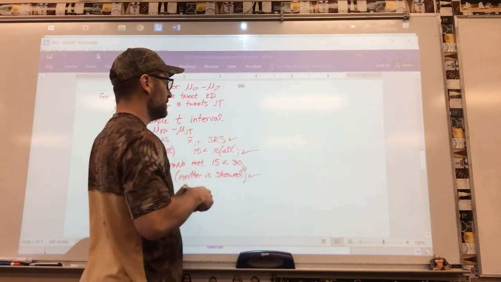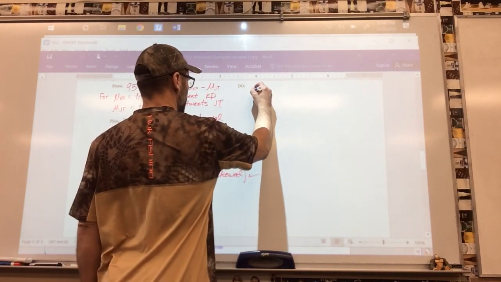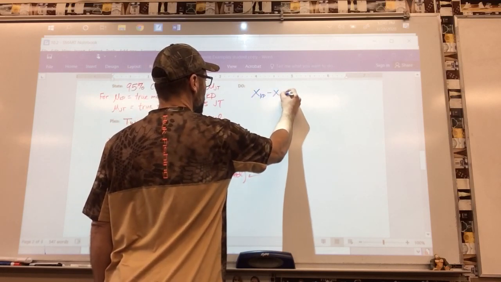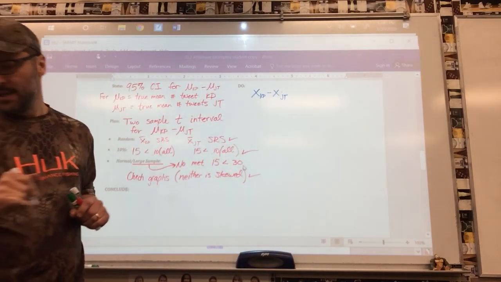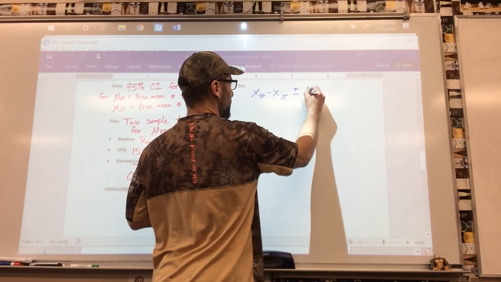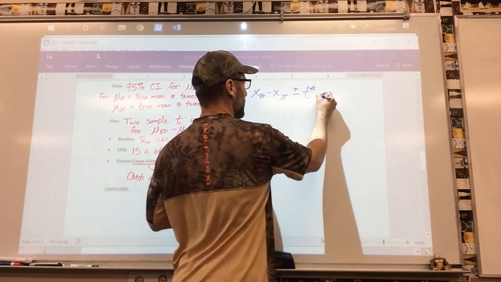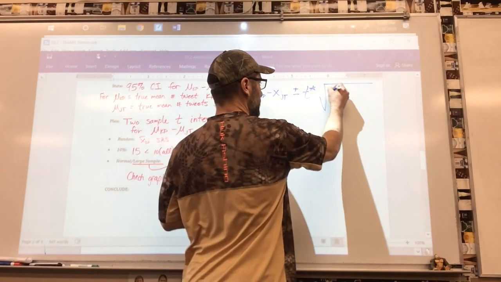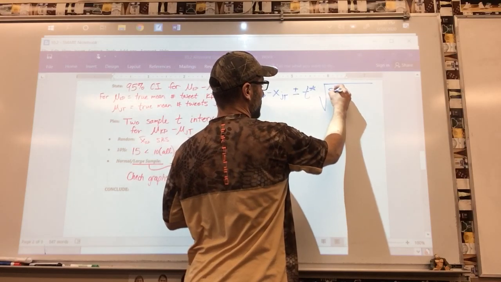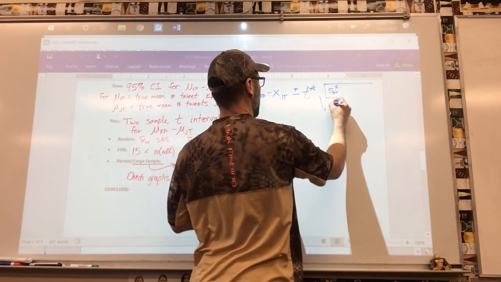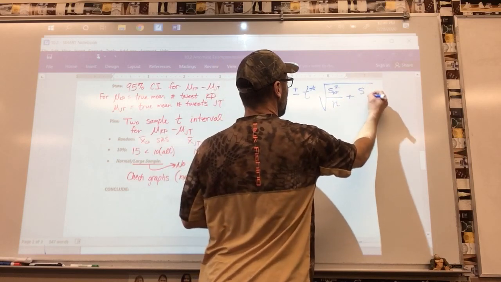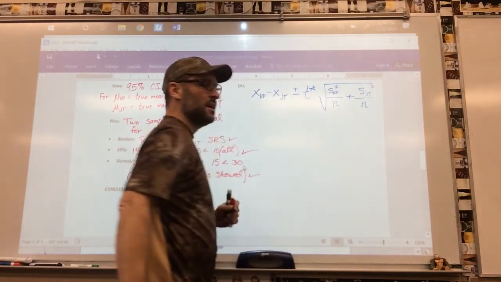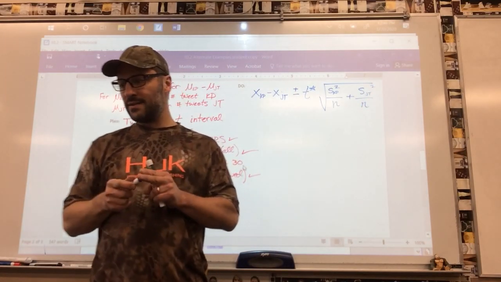So we're going to have the average for Katy Perry minus the average for Justin Timberlake. We have that. And then we have plus or minus a t-star value. And then it's the square root of the sample standard deviation of Katy Perry squared all over n, plus the sample standard deviation of Justin Timberlake squared all over n. And that should do it.